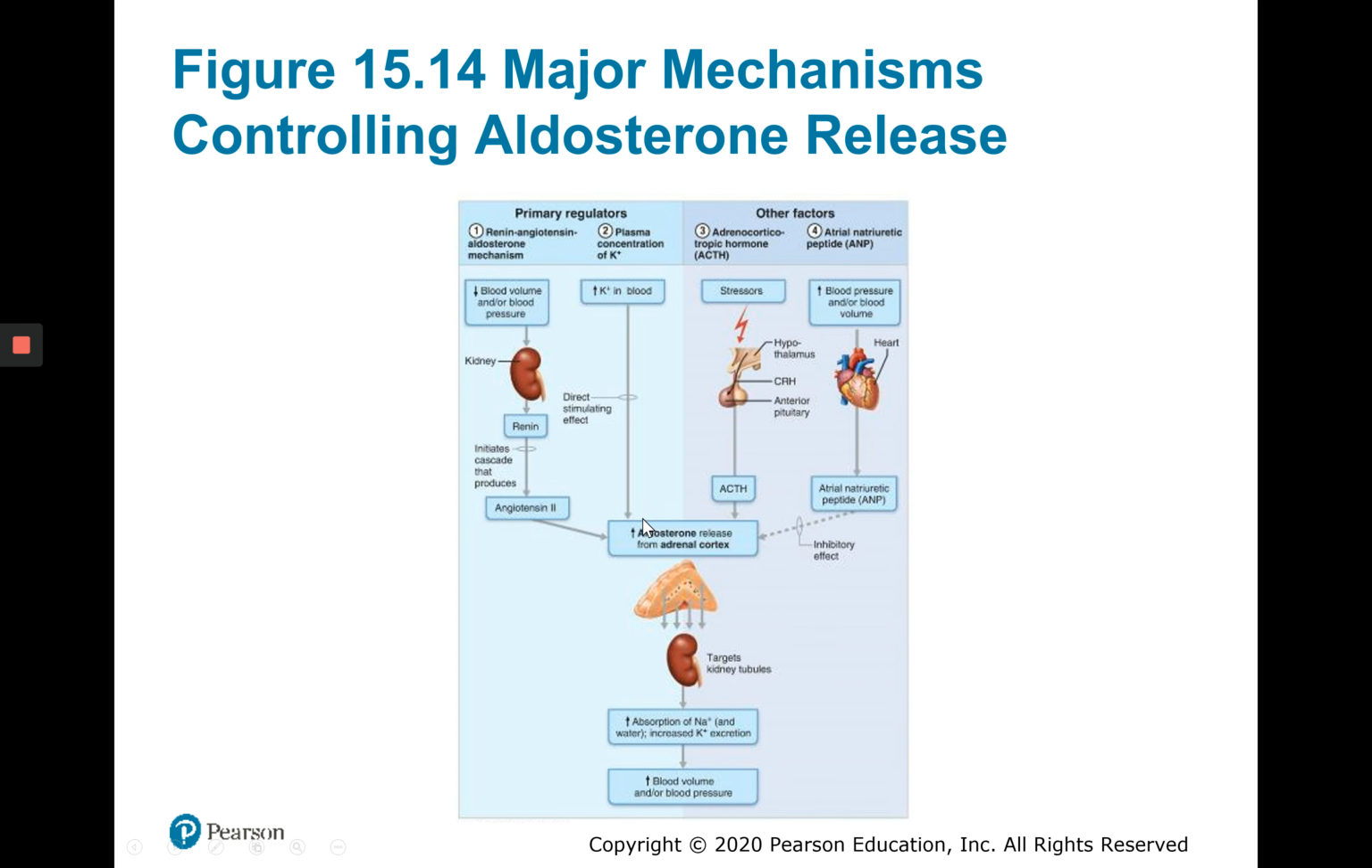They all work together, except for ANP, to increase aldosterone release from the adrenal cortex, which targets the kidney tubules and leads to increased reabsorption of sodium. But that increased reabsorption of sodium is going to be seen with increased potassium excretion, or the elimination of potassium. And that would increase blood volume and blood pressure, which we discussed earlier. You add more stuff to a closed system, it increases the volume in that closed system. The volume puts more pressure on the walls of the closed system, or the peripheral walls of blood vessels, and that increases pressure.